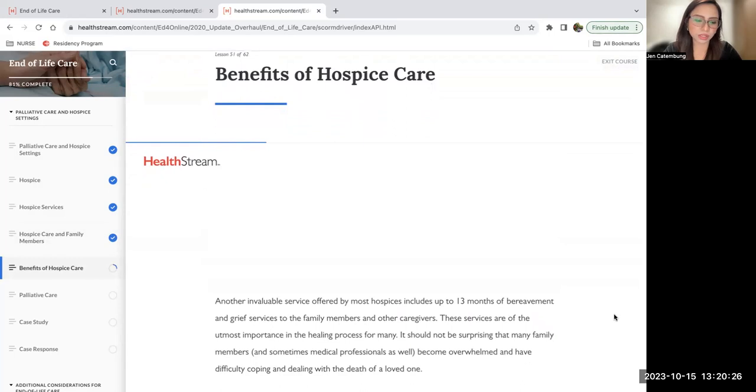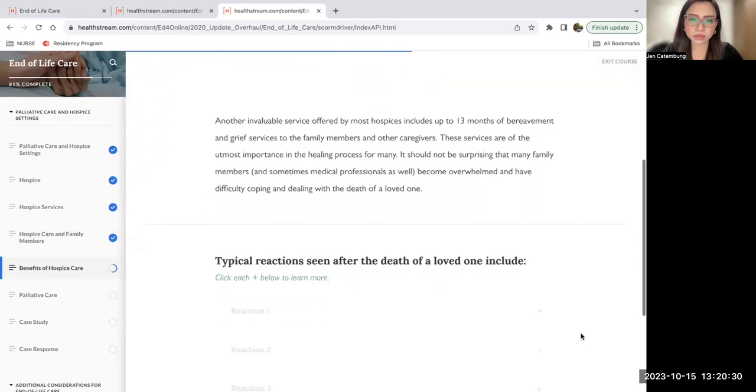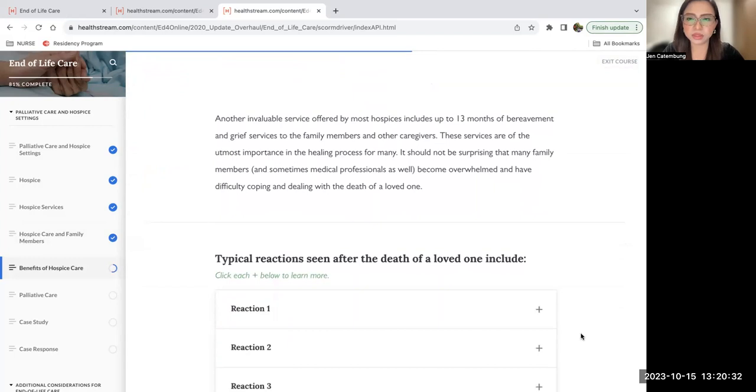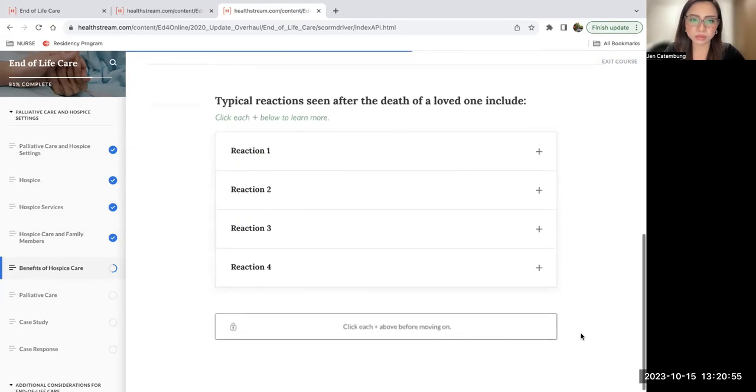Benefits of hospice care. Another invaluable service offered by most hospices includes up to 13 months of bereavement and grief services to the family members and other caregivers. These services are of utmost importance in the healing process for many. It should not be surprising that many family members and sometimes medical professionals as well become overwhelmed and have difficulty coping and dealing with the death of a loved one.